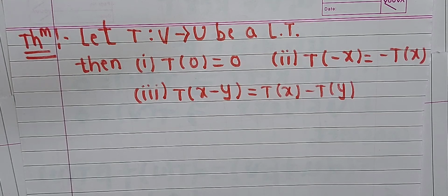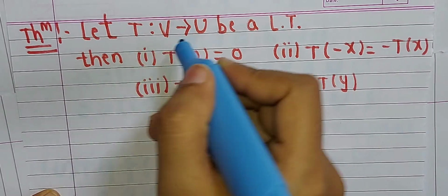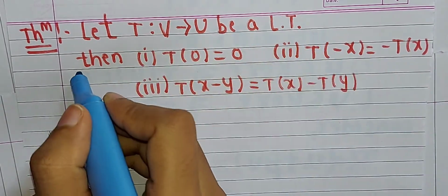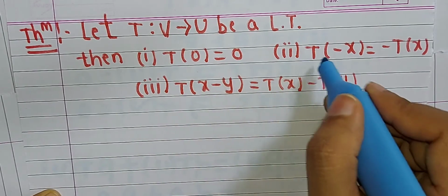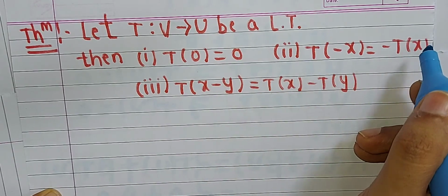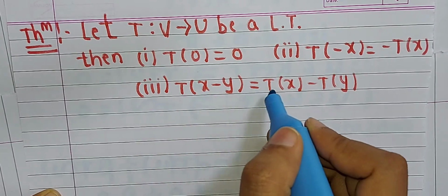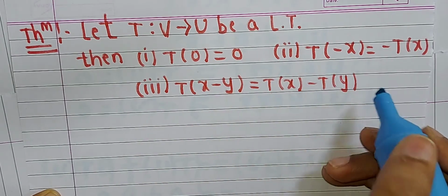Hi everyone, so in this lecture we will discuss a new theorem, which is a very simple theorem that depends on the linear transformation. So let us start with its statement. Let T from V to U be a linear transformation, then first, T of 0 equal to 0, second, T of minus x is equal to minus T of x, and third, T of x minus y is equal to T of x minus T of y.